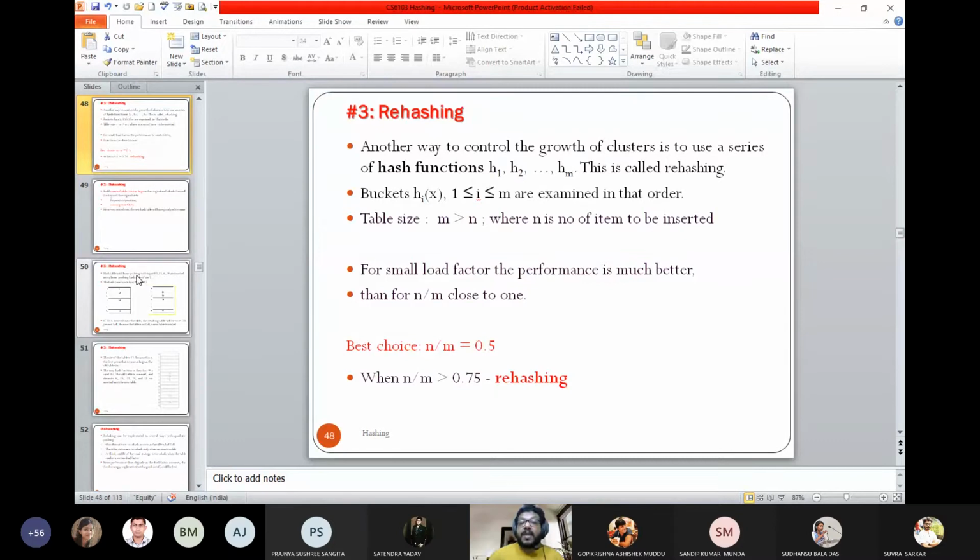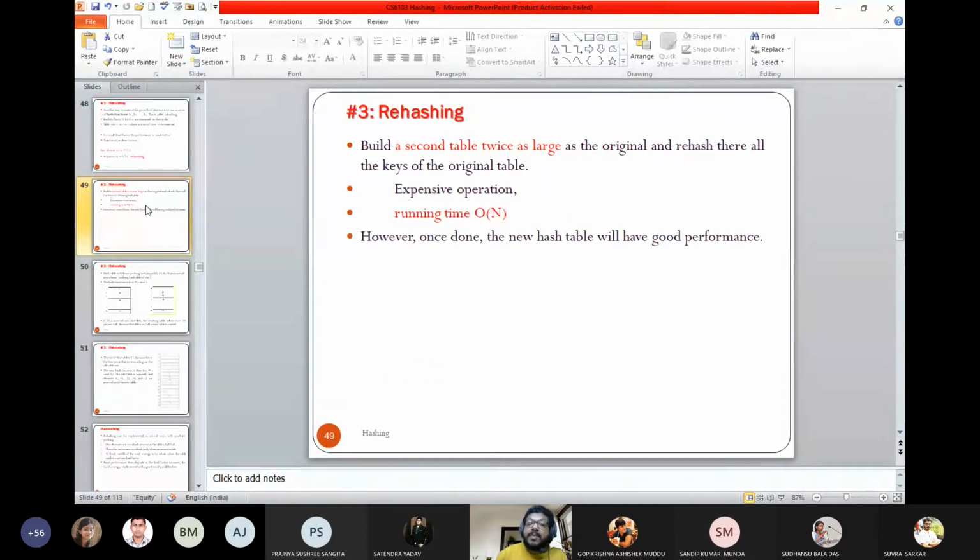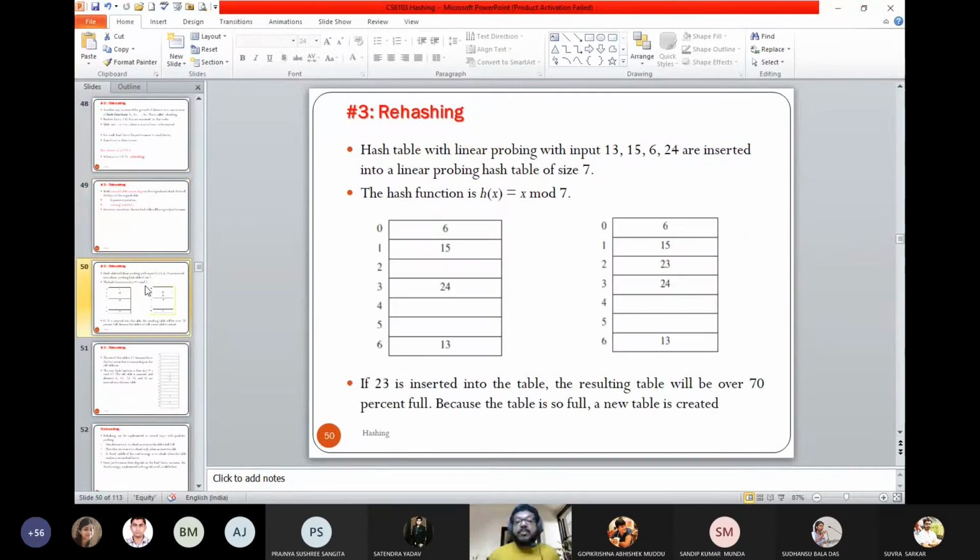So rehashing is definitely an expensive operation. The first step is that you have to double the size. Then after doubling the size, you have to reinsert. If you have n number of keys, and every key is posted with one trial, let us say, the running time is directly proportional to the number of keys you want to store. So this is the concept of rehashing.